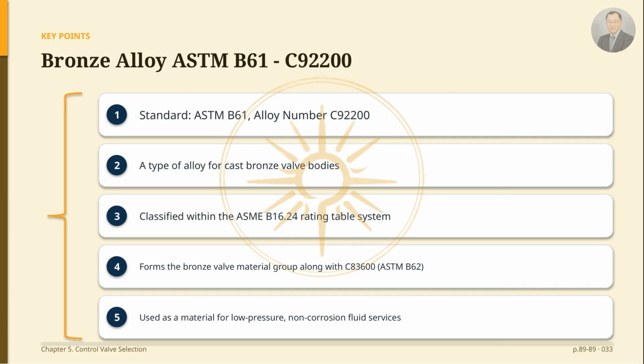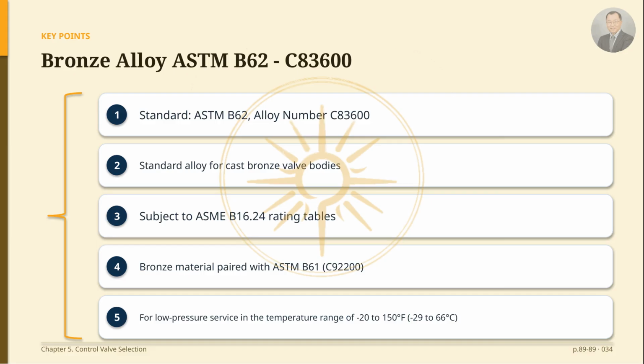This chunk is a heading specifying a bronze alloy standard. I would like to introduce alloy number C92200, which corresponds to the ASTM B61 standard. This alloy is one of the materials used for cast bronze valve bodies and is classified within the ASME B16.25 rating table system. Together with the C83600 alloy of ASTM B62 mentioned earlier, it forms the bronze valve material group and is primarily used for low-pressure, non-corrosive fluid services. The following heading is for another bronze alloy standard.